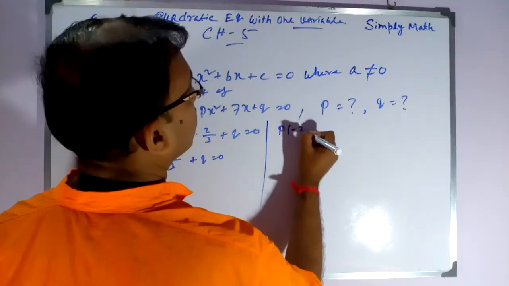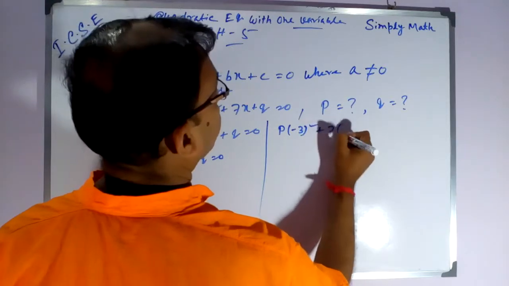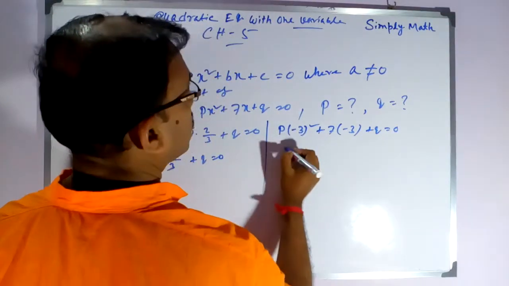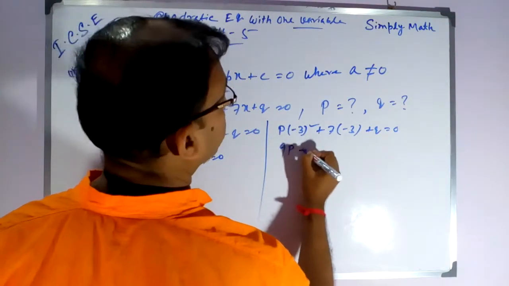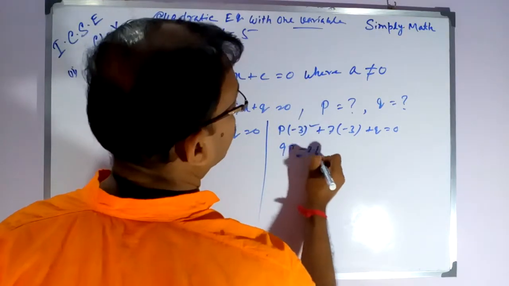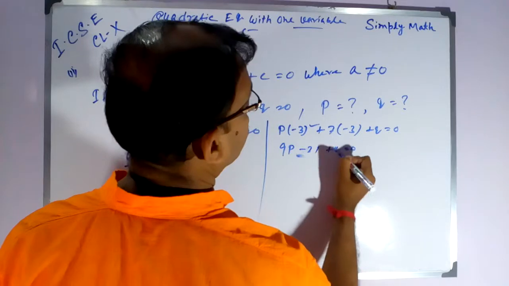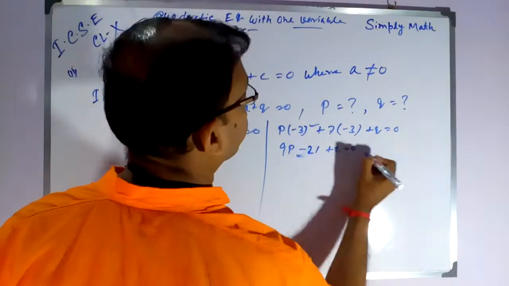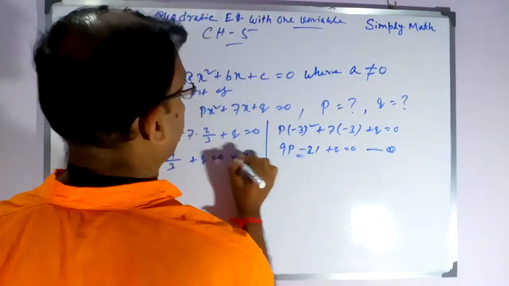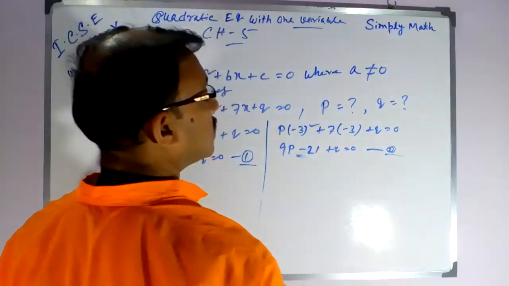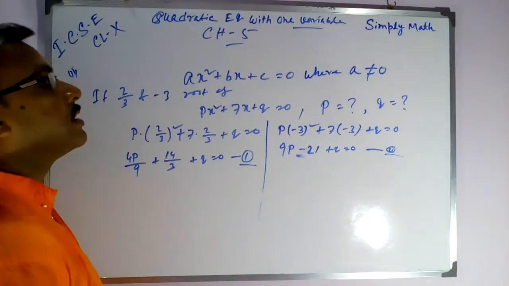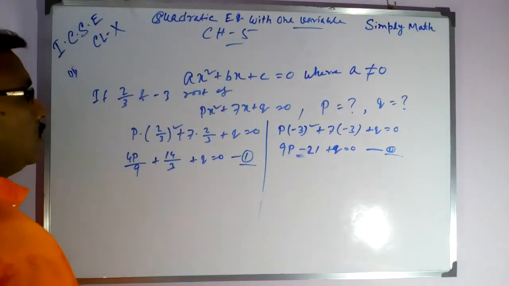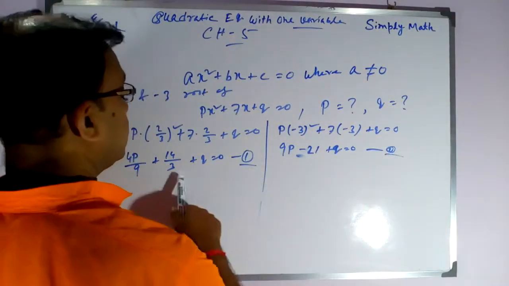So p into minus 3 whole square plus 7 into minus 3 plus q is equal to 0. 9p minus 21 plus q is equal to 0. This is the one, this is the two equation. 9p minus 21 plus q is equal to 0, we marked as 2. This we marked as 1.